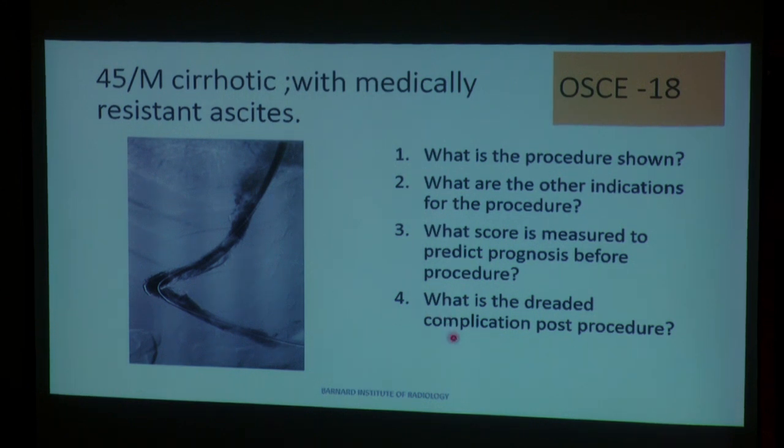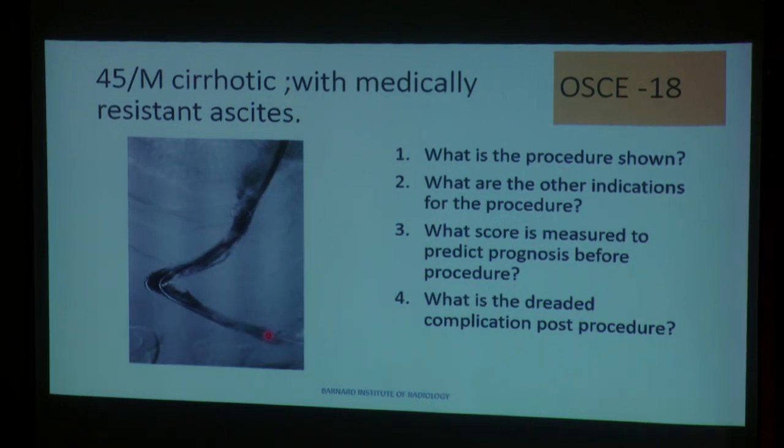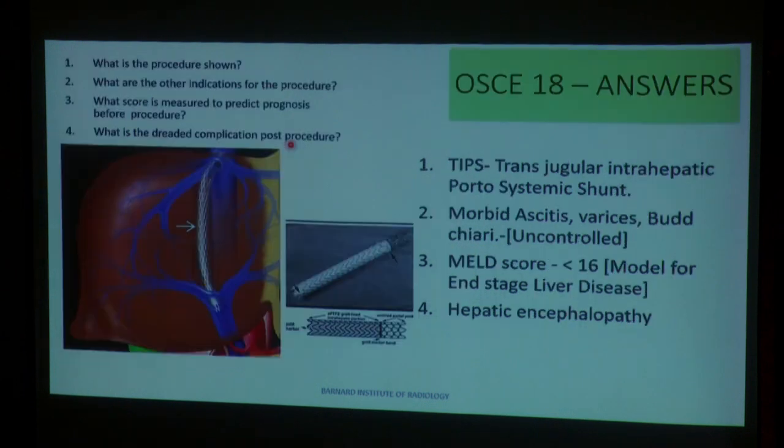What is the dreaded complication post-procedure? So I think you will all know this is the TIPS. The catheter is in the portal vein, you have injected, and from the portal vein through the shunt or the stent created, it is going into the IVC into the right atrium. So what is the procedure shown? It is called TIPS, transjugular intrahepatic portosystemic shunt.